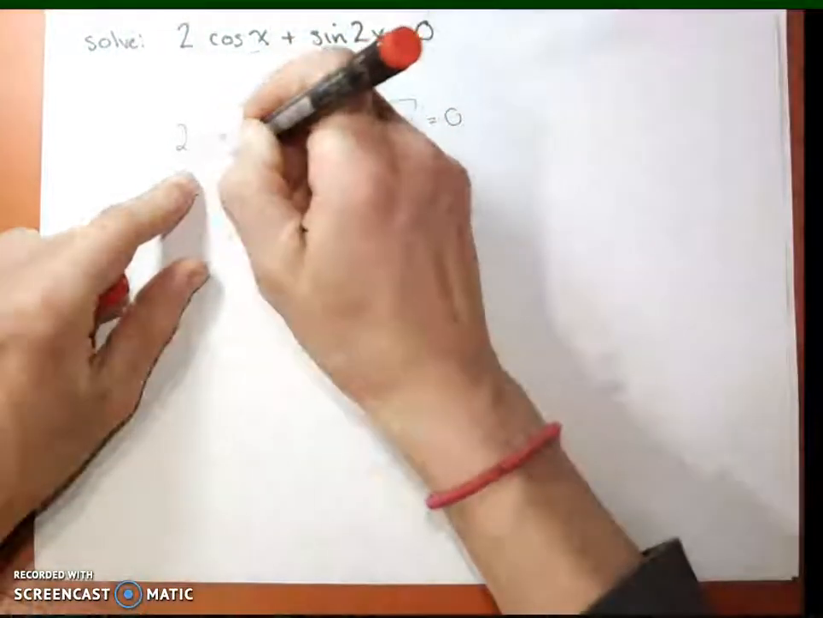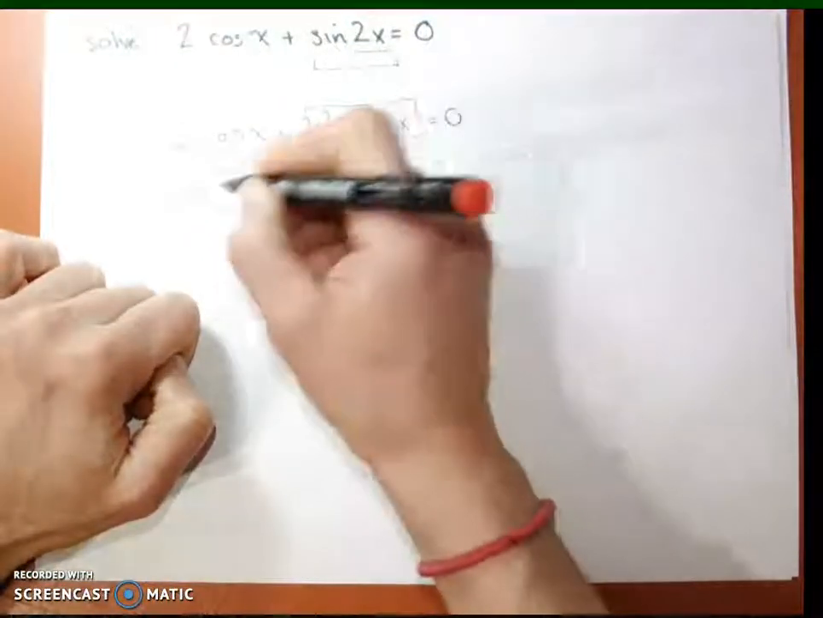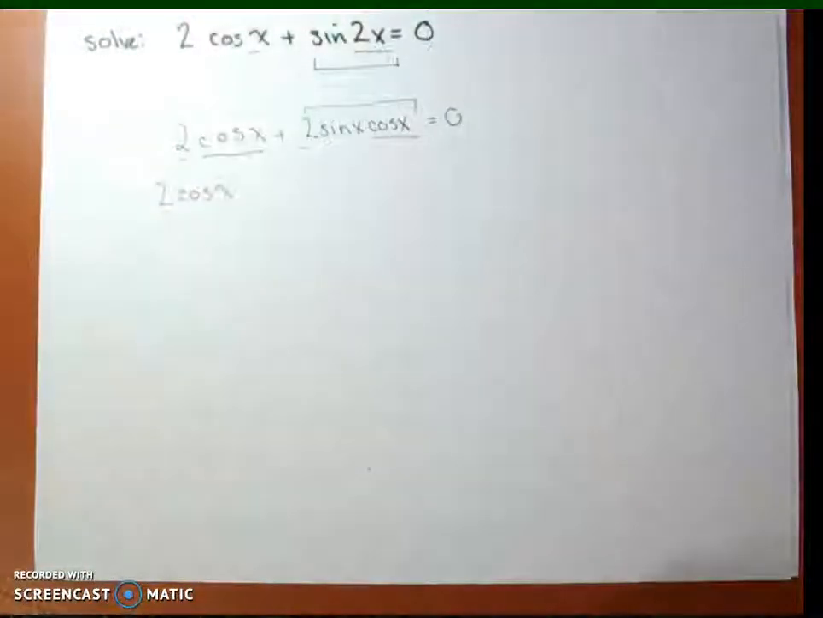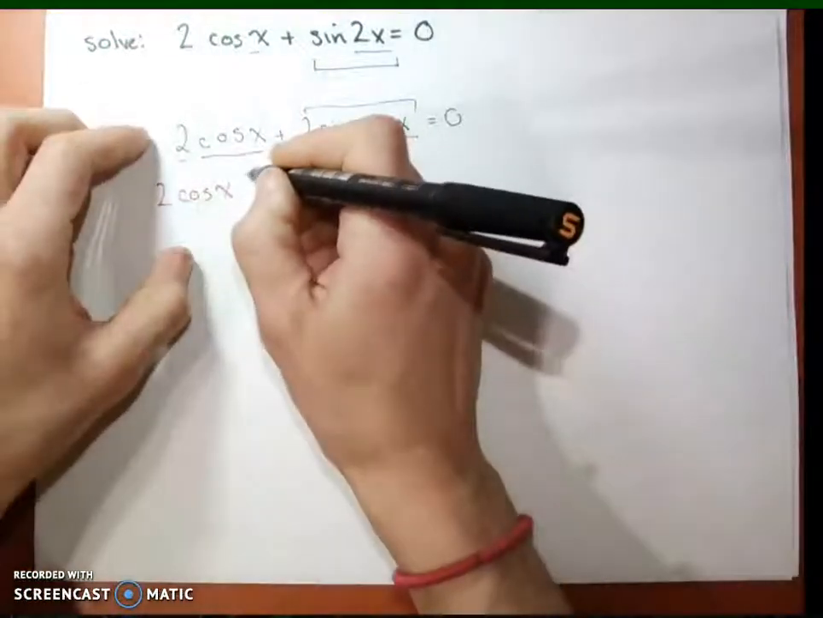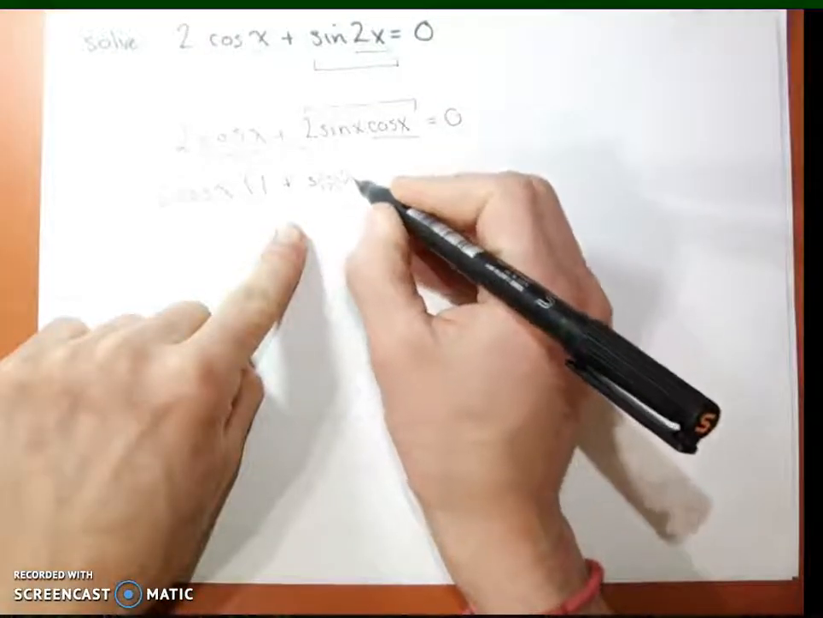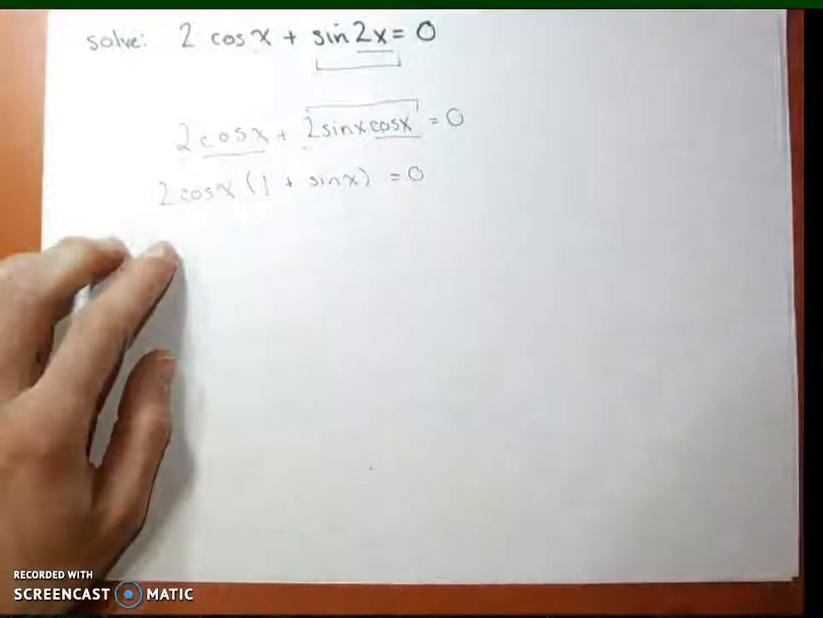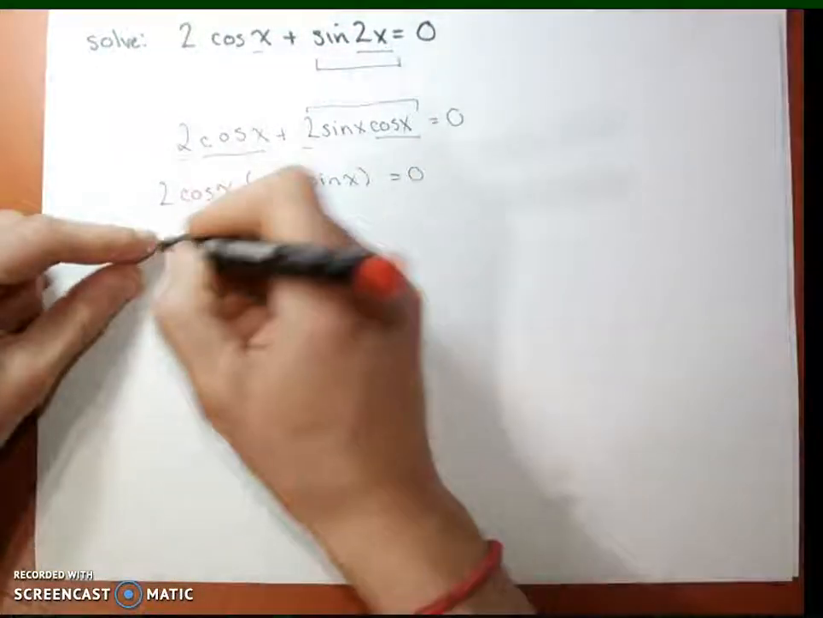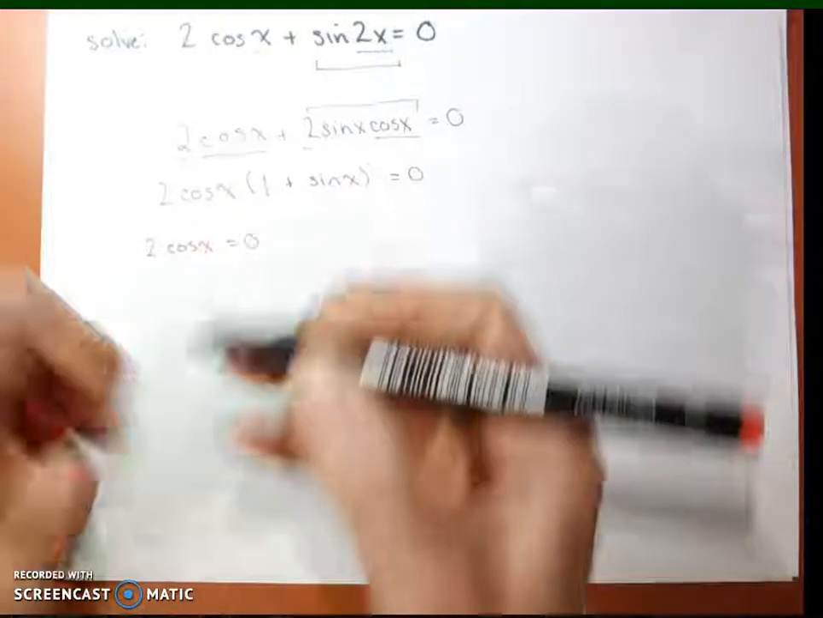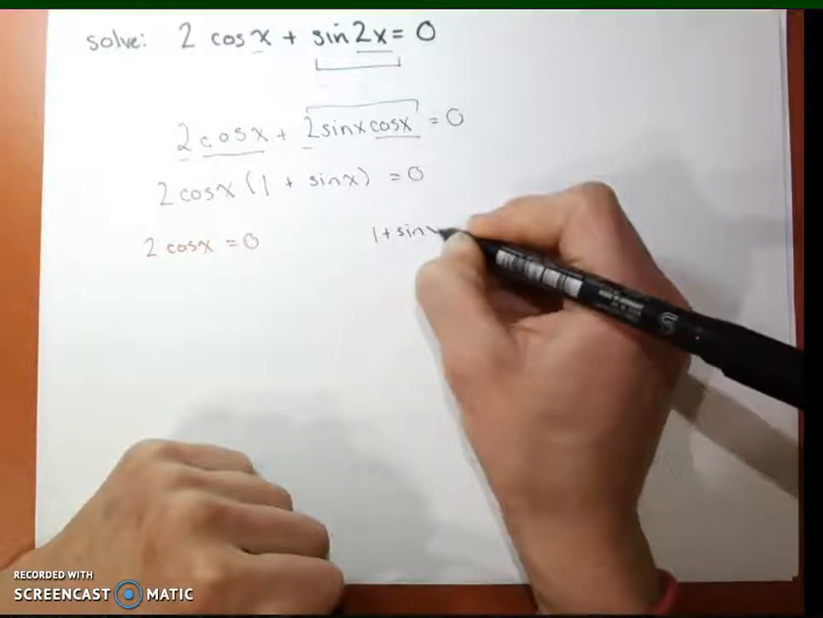We notice that there's a cosine x in the first term and the second term, so let's factor it out. And actually there's a 2 in each term, so I can factor out 2 cosine x. From the first term I'll be left with 1. From the second term I'll be left with sine of x, and the whole thing equals 0. So now I set my two factors each equal to 0. So I have 2 cosine x equals 0, and 1 plus sine x equals 0.